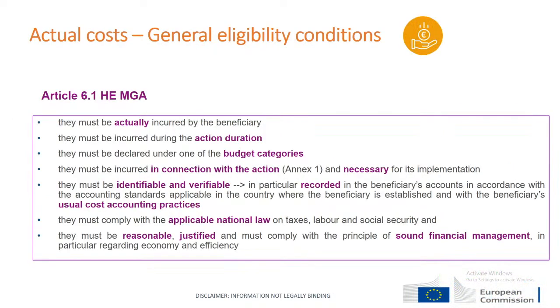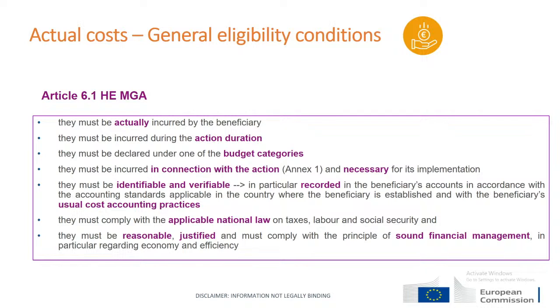Here, as a general remark, I would like to mention that in this presentation we will focus on actual cost. So we will not cover other types of cost like simplified options, like lump sums, etc. We have to make a distinction between the general eligibility conditions and the specific eligibility conditions. The general eligibility conditions apply to all the different budget categories or cost categories, so for personnel, subcontracting, purchases, etc. And they're common for all of them. But then each specific cost category has specific eligibility conditions.